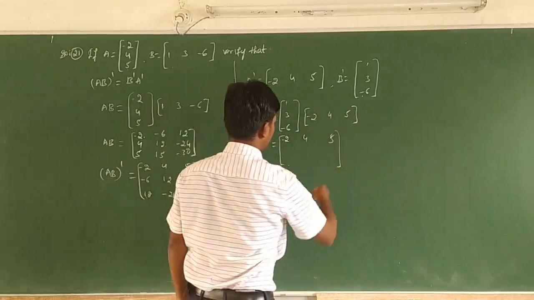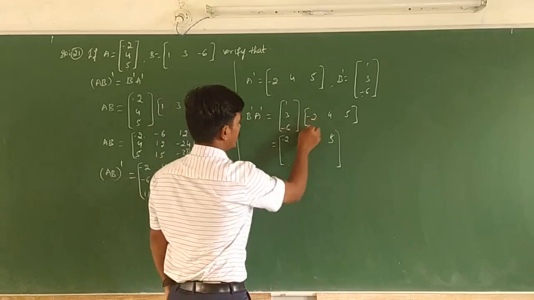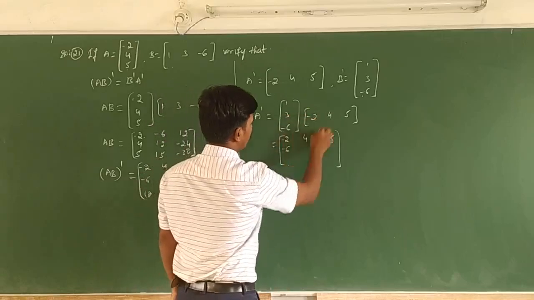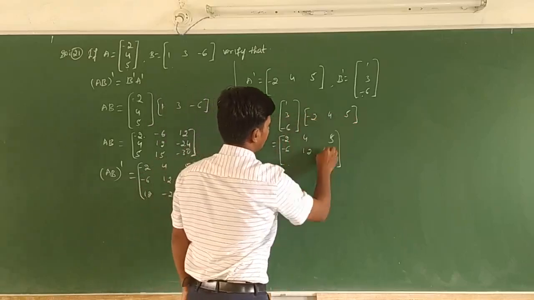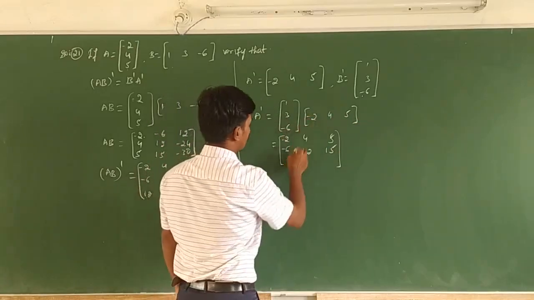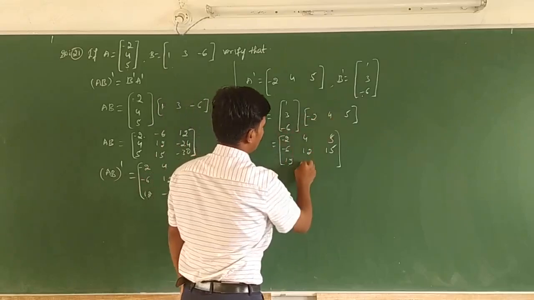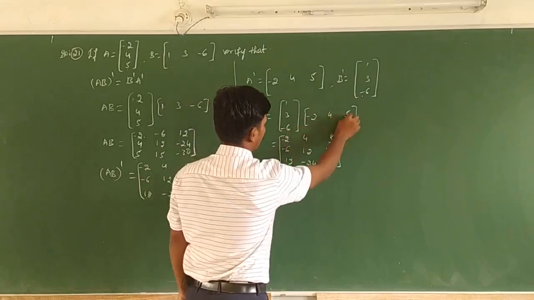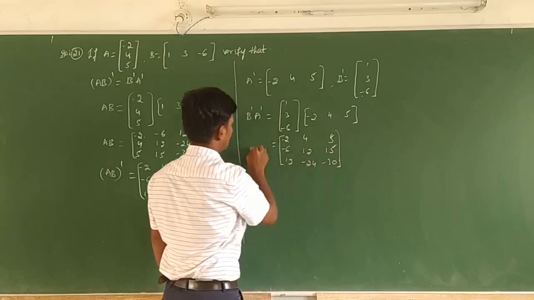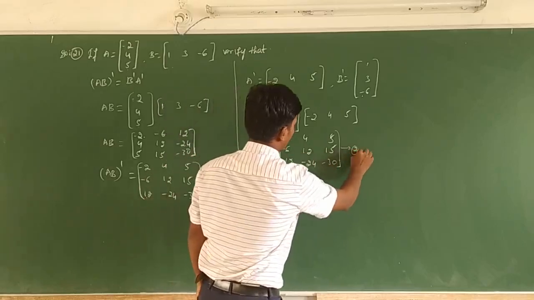Next, first row is completed. Next, second row with each column: 3 into minus 2 is minus 6. 3 into 4 is 12. 3 into 5 is 15. Second row is completed. Next, third row: minus 6 into minus 2 is 12. Minus into minus plus 6 into 4 is 24. 6 into 5 is minus 1. This is B transpose A transpose. Call this equation 2. From 1 and 2.